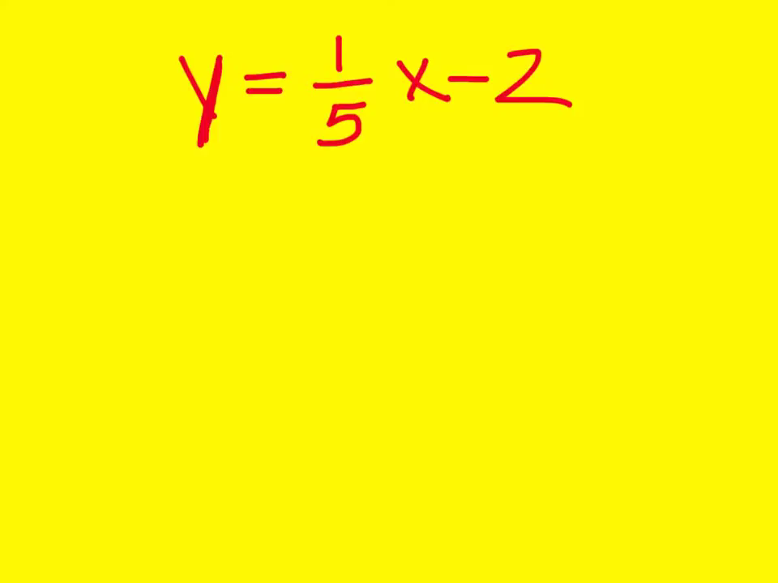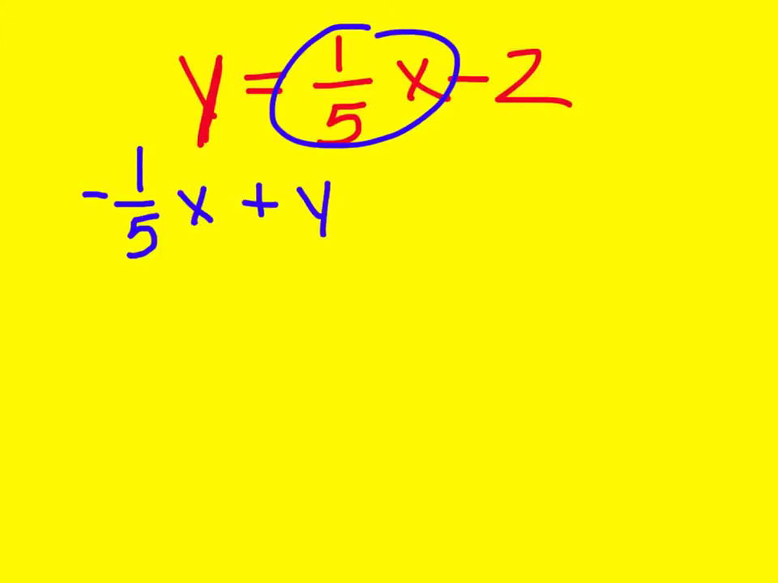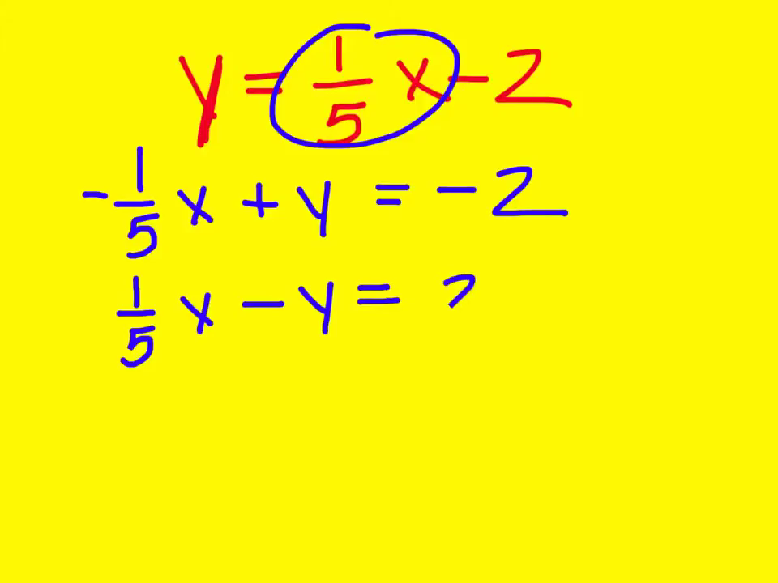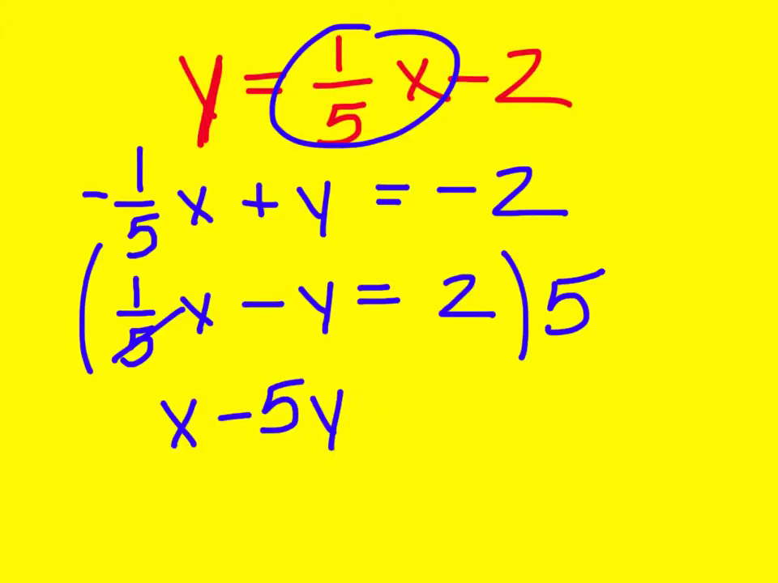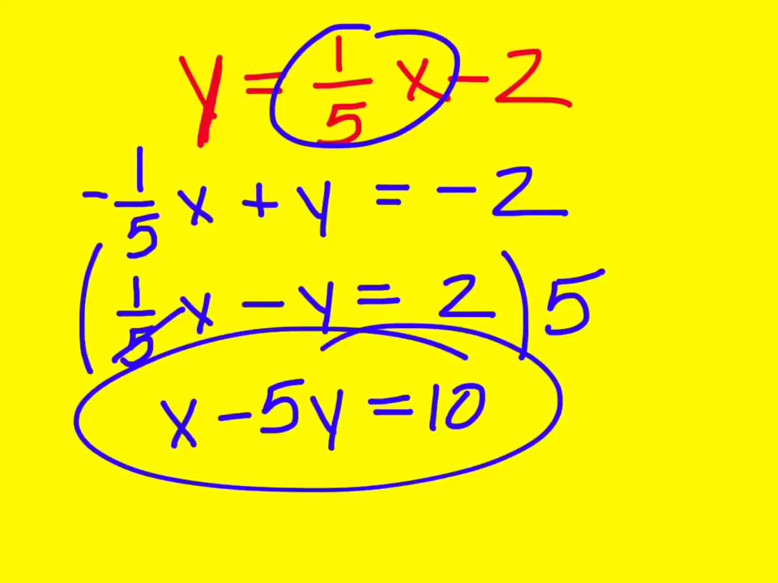For the practice problem, we have to move this to the left, and it becomes a negative 1/5 x plus y equals a negative 2. We cannot have a negative sign in this spot. So we have to change the sign of everything. And now we can't have a fraction at all anywhere through there. So what you would have to do is multiply everything by 5, which cancels this out and leaves you with just an x minus 5y equals 10.